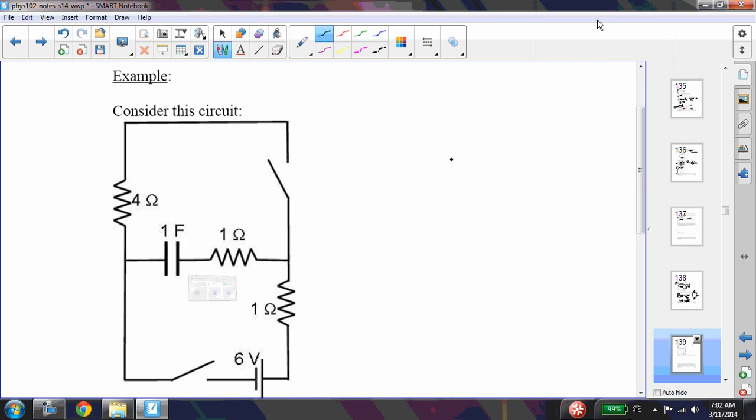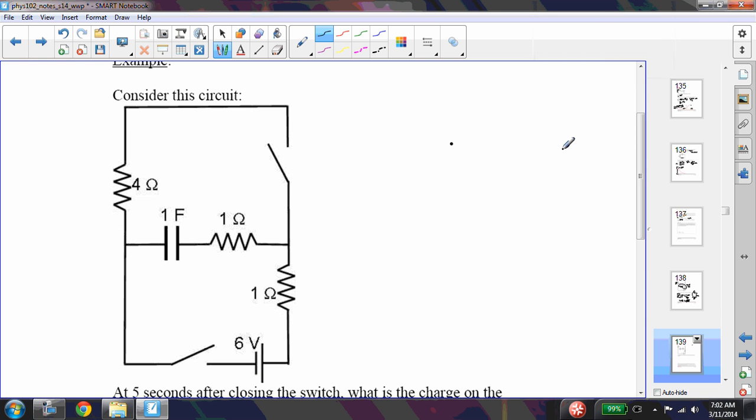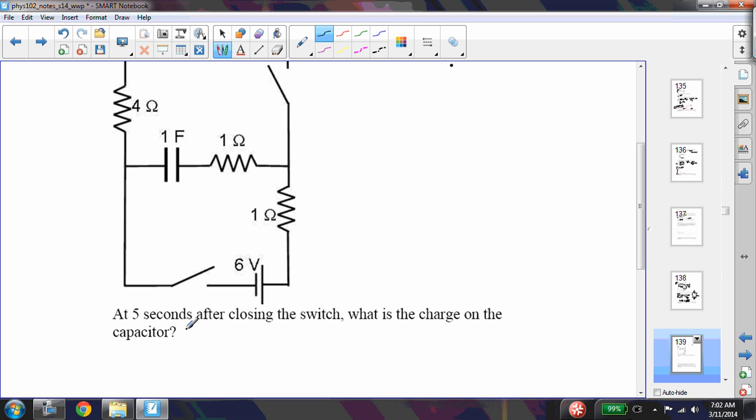Okay, let's consider this circuit. So this is a nice circuit that would show you where you can charge a capacitor and then discharge a capacitor. So here, notice in this circuit that we have 2 switches. We have a switch up here up top, and then we have a switch at the bottom. Now, 5 seconds after closing the bottom switch, what is the charge on the capacitor? So here I'm going to close this switch, and I want to know what is the charge on this capacitor.